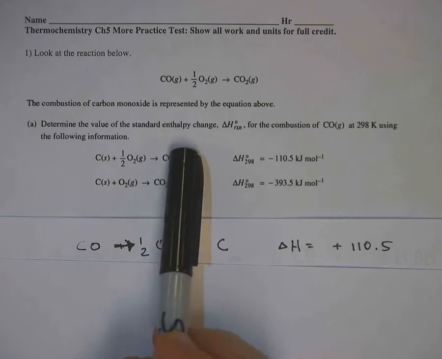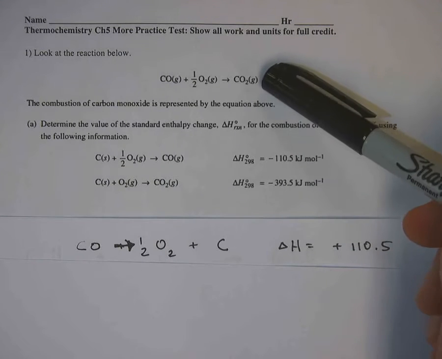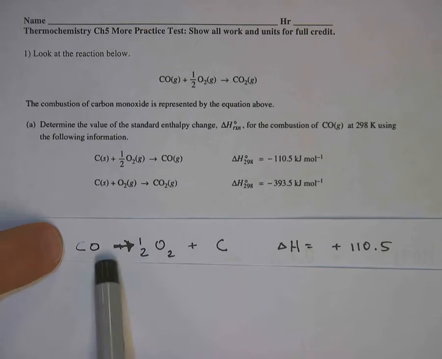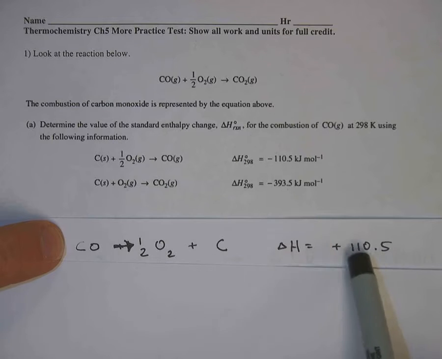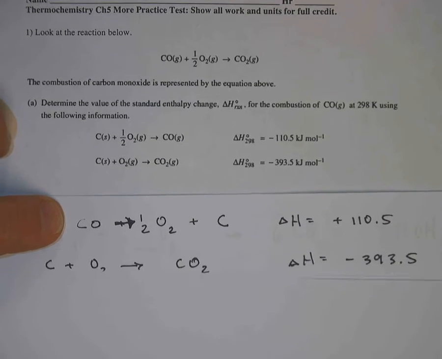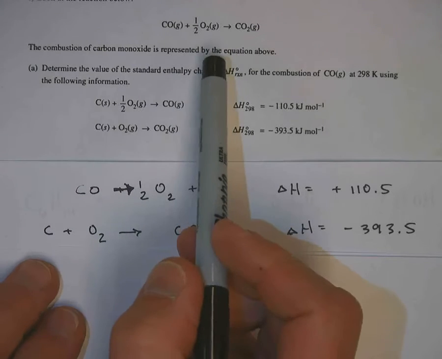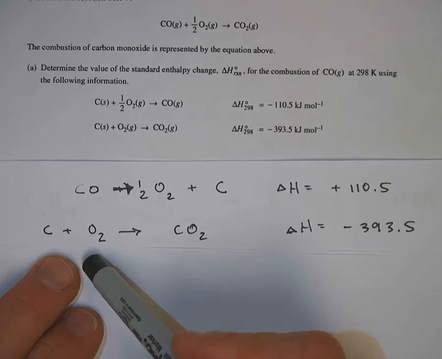First of all, determine the value of the standard enthalpy change for the combustion. It gives you two reactions, and it wants you to find this reaction. So the first reaction right here needs CO in the front of it, so flip this one, which means you flip the enthalpy change. Second reaction, leave it the same because you need carbon to cancel with the carbon on this side, and you need oxygen on this side.